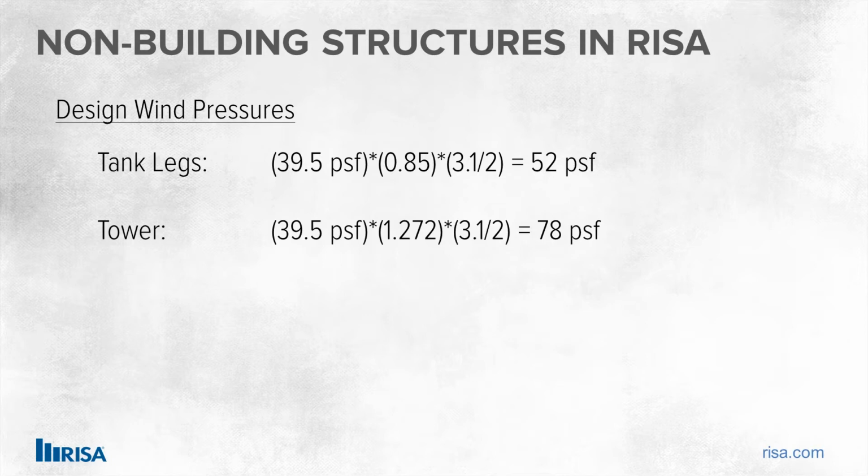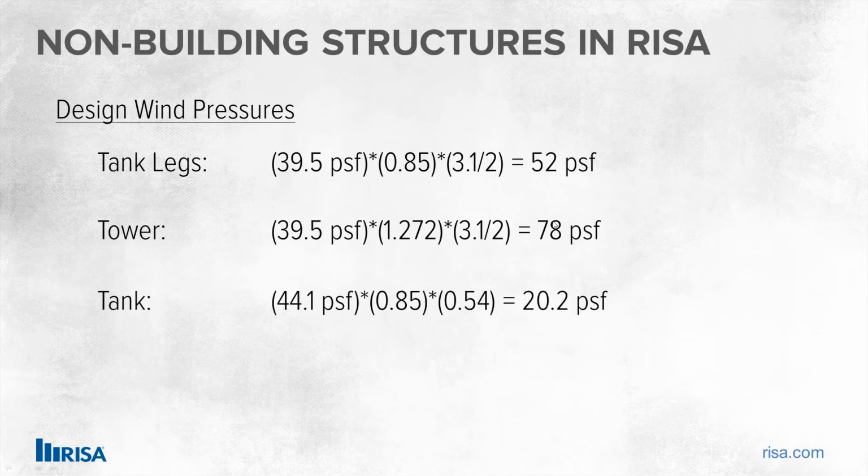Next, for the tower, similarly, that's going to have 78 psf applied to it, and that is because it is flexible as opposed to rigid. So we had that much higher gust effect factor compared to the rigid gust effect factor. And then for the tank, we can see right here we have this very low force coefficient, and so in this case we're way down at 20.2 psf is the design force for that tank.